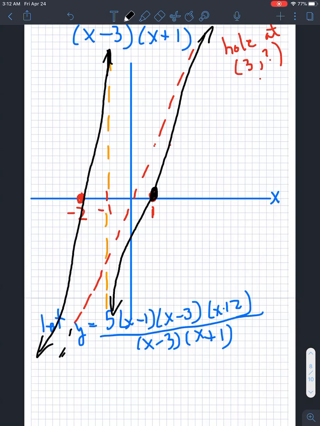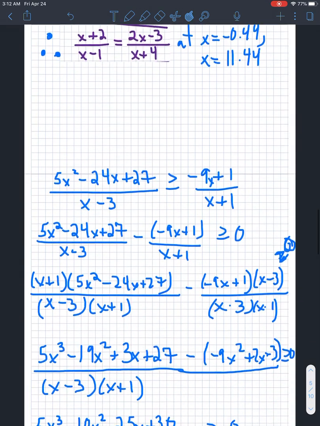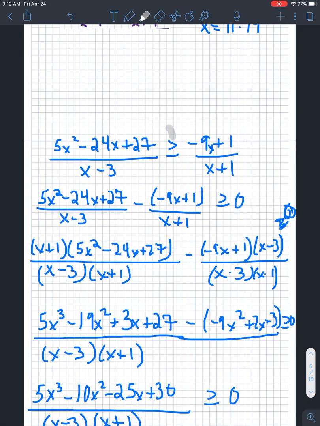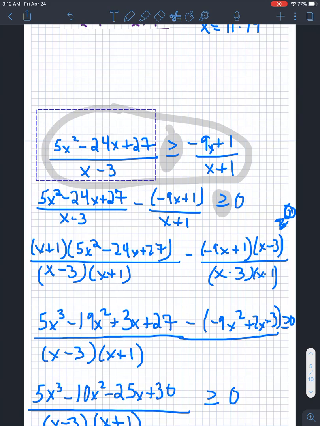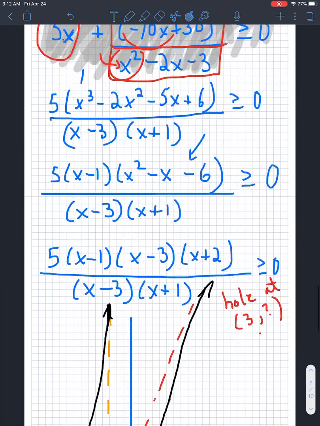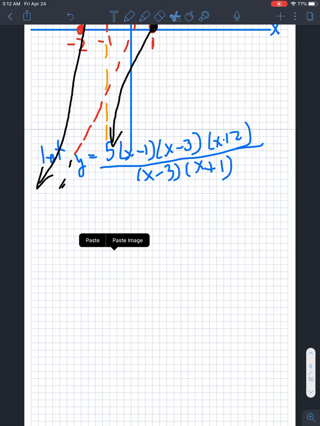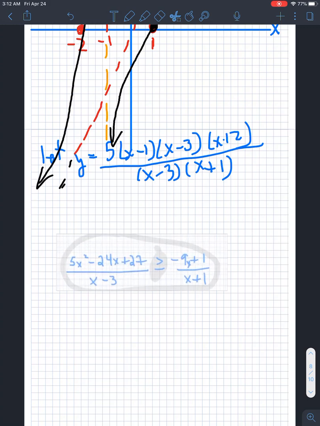But what we care about is when is this greater or equal to 0. Right? So I can say therefore this, let's cut that out so I don't have to rewrite it at the bottom. Paste it right here. So I can say therefore this is true at these intervals.